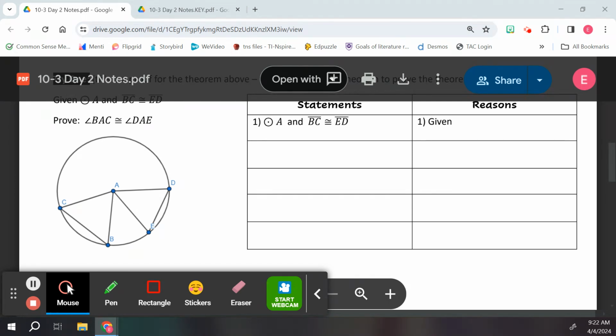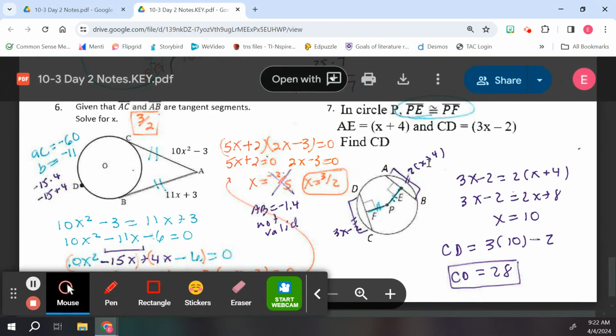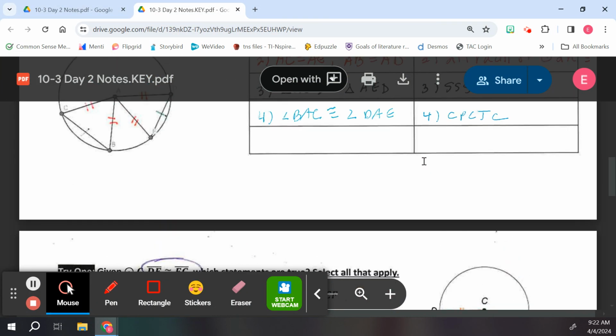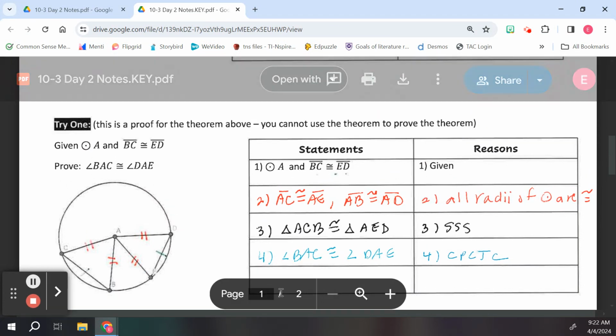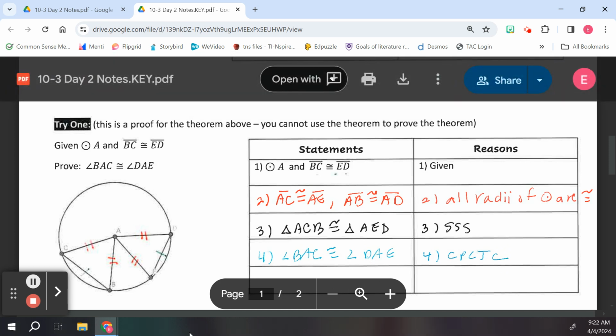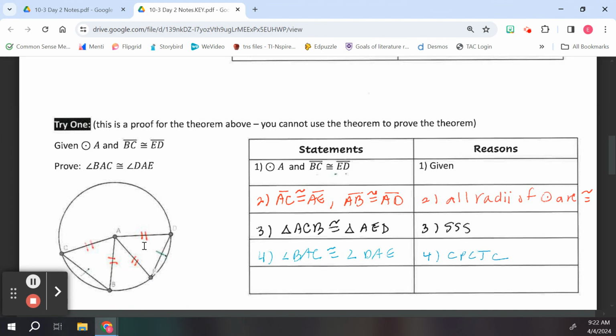Okay, anybody still working on this proof? Okay. All right, let's check it out. So here's the key for it. Okay, so again, not too shabby. It should have been pretty easy. The thing you needed to be aware of though is that you wouldn't do anything with this middle one. Okay? It's just this triangle and this triangle. Questions?